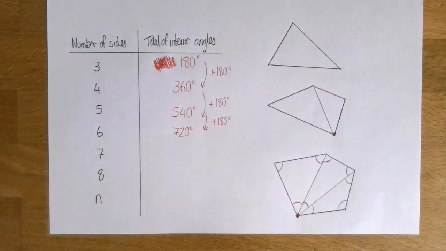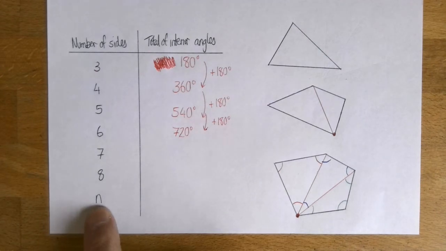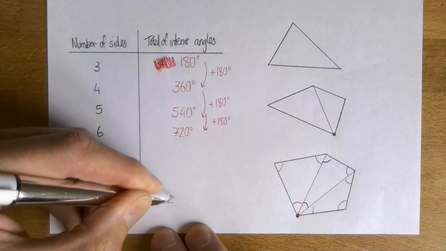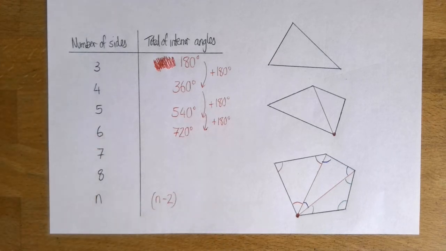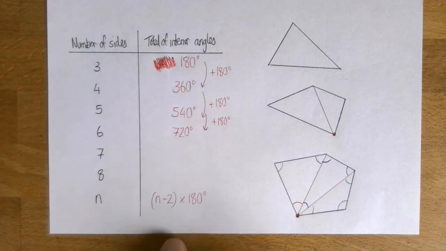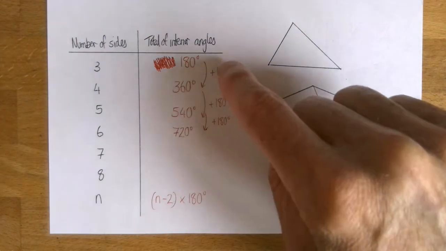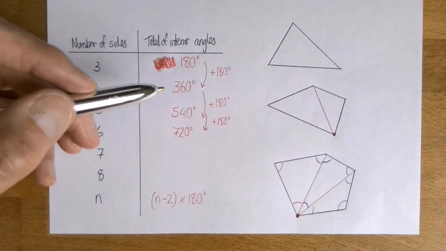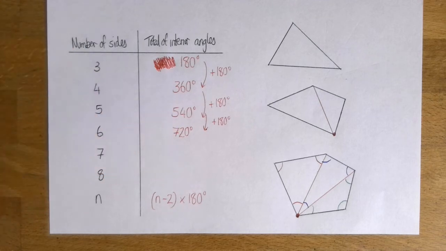And the pattern is this, that if you have any polygon, where n is the number of sides, if you want to know how many triangles, it's n take away 2, the number of sides take away 2, that's how many triangles. So that is the rule that we use to work out the total of the interior angles in any polygon. It's the number of sides take away 2 times 180. Although if it's just a small number of sides, you can do my adding 180 trick. Start with a triangle and realise that every time you add a side, you're adding 180 degrees.